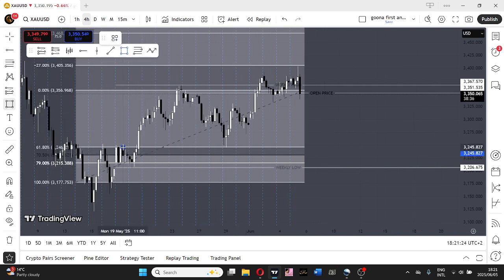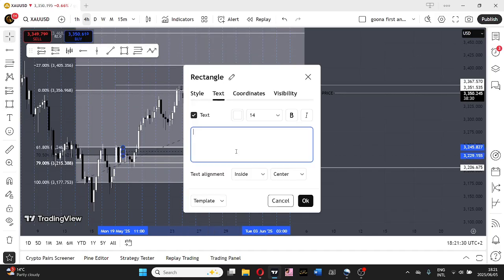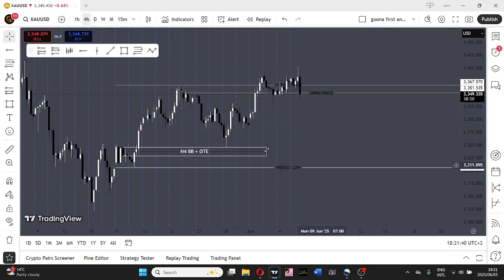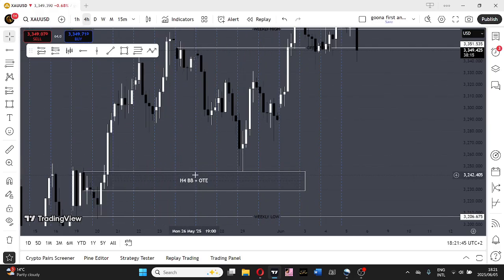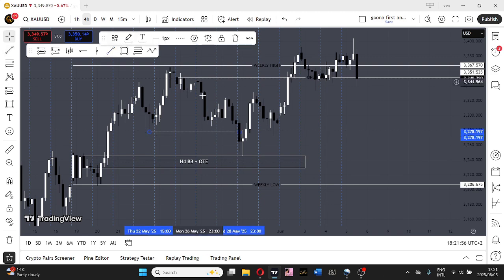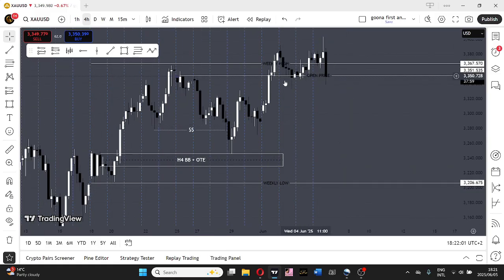This would have been our breaker. This is a breaker block. 4-hour breaker. This order block was in our OTE, and this barely touched it. Barely. So this is the liquidity that validates the point of interest. And can you see where the point of interest is? Below opening price.